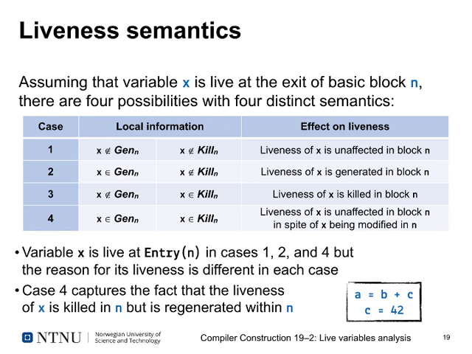So we see that variable x is live at the entry of our basic block n in cases 1, 2, and 4. But the reasons for this variable being live is different for each case. And our last case, case 4, captures the fact that the liveness of x is actually killed in n, but then we regenerate our variable in n. So we have something like a equals b plus c, so we're using it here, and then we're redefining c with 42, so that might be a case where our option number 4 might apply.